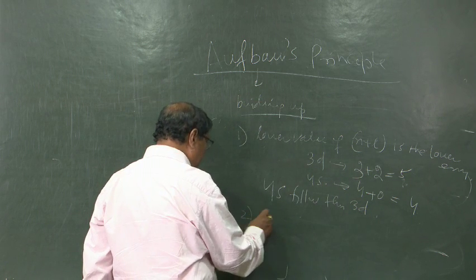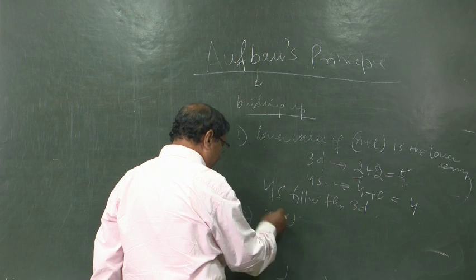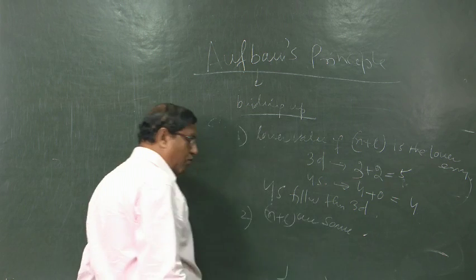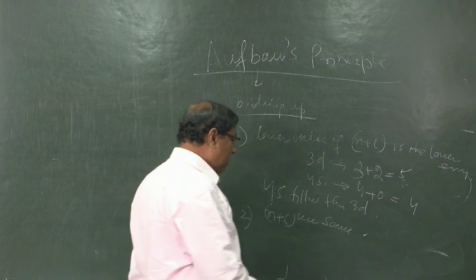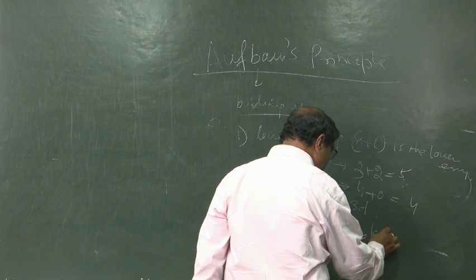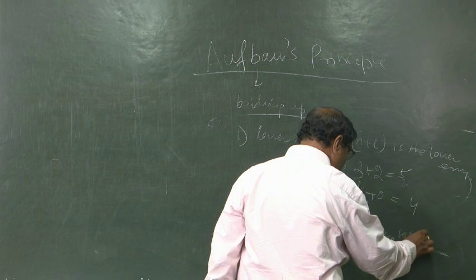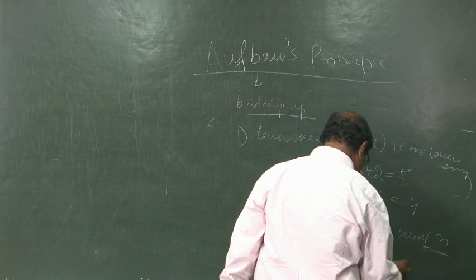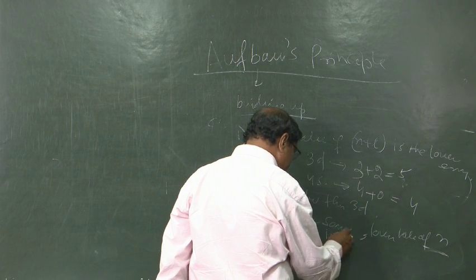The second case is when n plus l values are the same. When n plus l are the same, the orbital with the lower value of n is filled first.